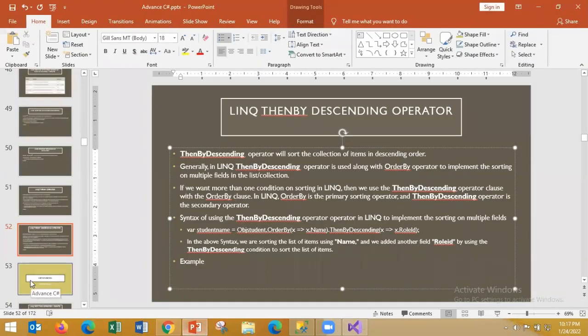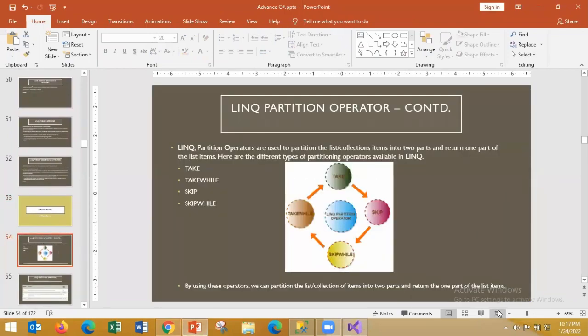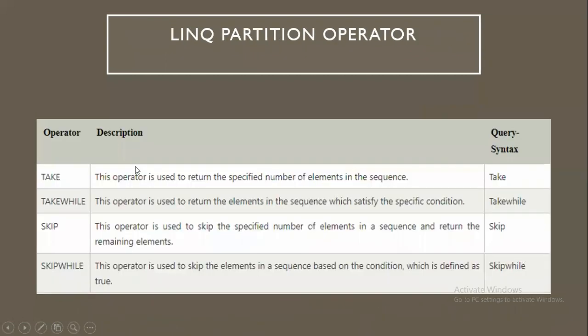So that's basically your sorting orders. Then we have something called partition operators. So we'll see that first. LINQ partition operators are used to partition the list or collection items into two parts and return one part of the list items. So it will partition into two parts but return one part of the list item. Here are the different types of partitioning operators: take, take while, skip, and skip while. By using these operators, we can partition the list collection of items into two parts and return one part of the items.